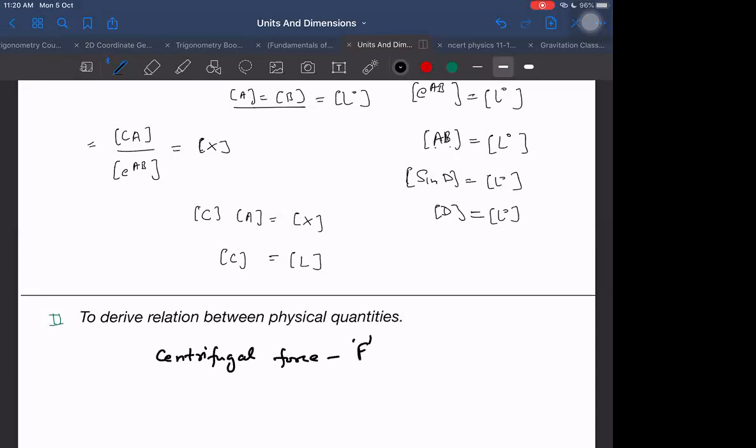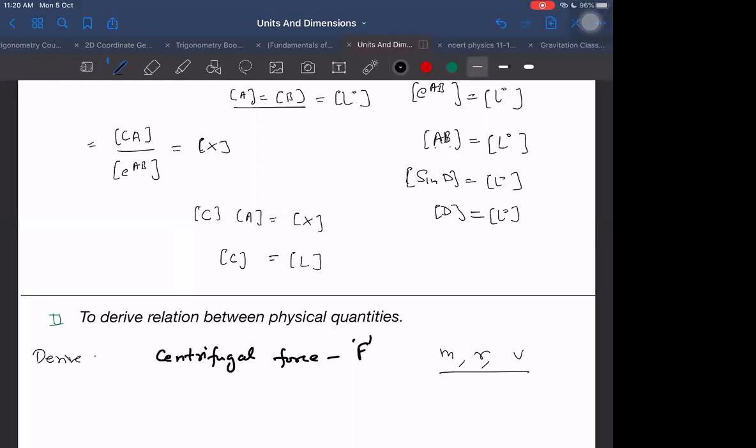Centrifugal force F depends on, let us say, mass, the radius of the circle and velocity. Yeah. Centrifugal force is dependent on these three things, and I want to find out the relation between M, V, R and F. So let there be some relation. I don't know what that relation is. What do we want to find out? We want to derive. This is the question.